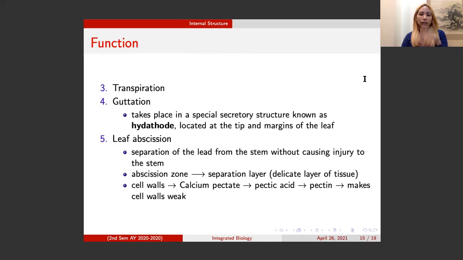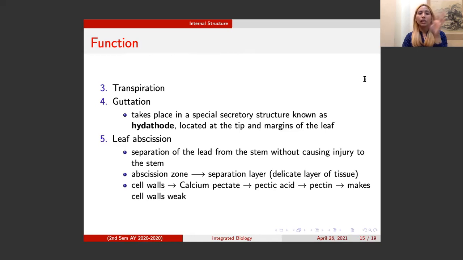Okay. So, when we say abscission, as is written here, it is the separation of the leaf from the main stem without causing injury to the stem. Okay, so the abscission of leaves is actually facilitated by the hormone known as ethylene. Okay, so some of you would have answered abscisic acid, but it's not abscisic acid. The main hormone for leaf abscission is actually ethylene.